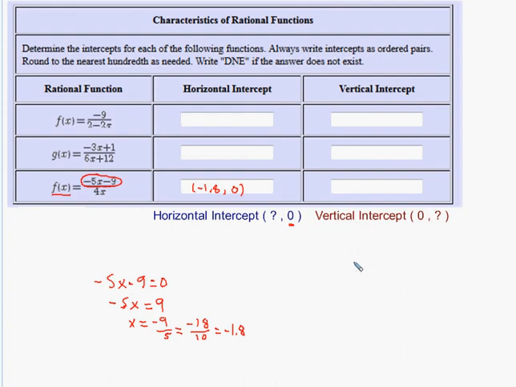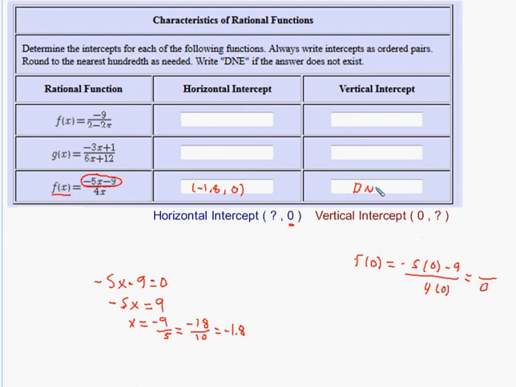The vertical intercept, if you're being patient, would simply be to replace x with 0. That's very easy to do. You'd have negative 5 times 0, subtract 9. And then in my denominator, since it's 4 times x, you'd have 4 times 0. I guess this is a special case because in our denominator, 4 times 0 is 0. I don't even care what my numerator is. It makes no sense in mathematics to divide by 0. There's no meaningful way to define that. So anything divided by 0 we typically say does not exist.